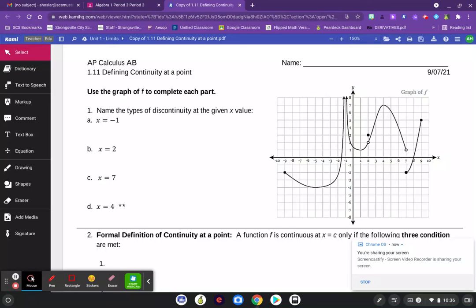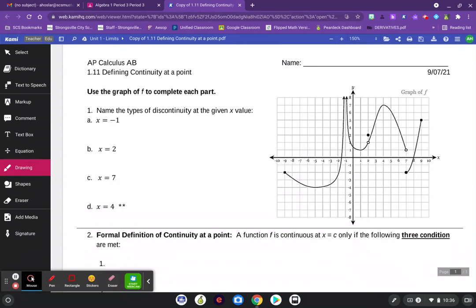Hassler here. All right, I'm going to work through the 1.11 notes with you on defining continuity for a function at a specific point. The first thing I would like you to do is take a look at 1 and the graph that goes with 1. It says use the graph of f to complete each part. So in problem 1, your job is to name the types of discontinuity at the given x value. I encourage you to press pause and try this on your own, and then hit play and see if your answers line up with mine.